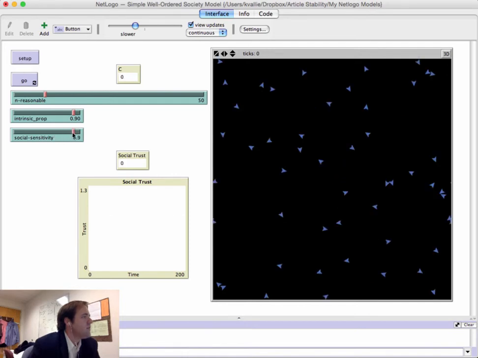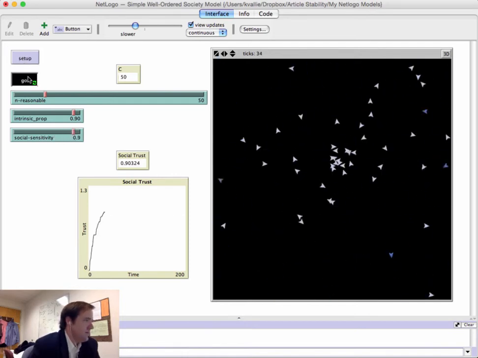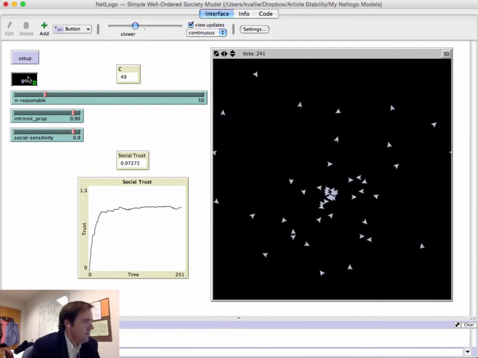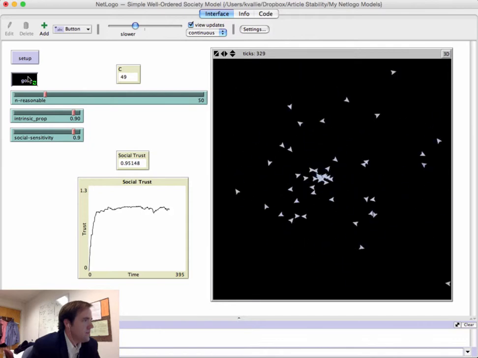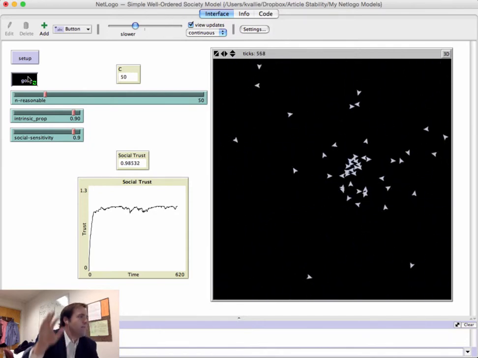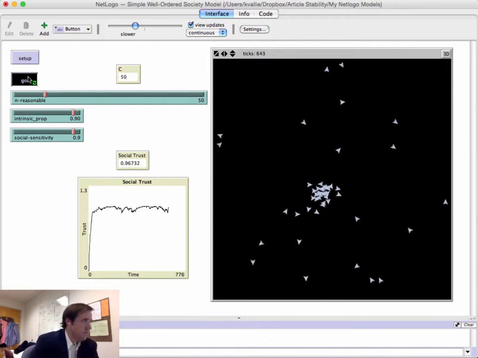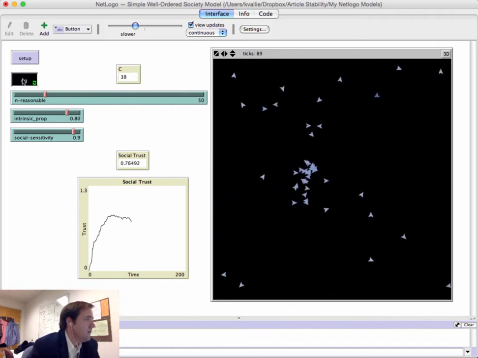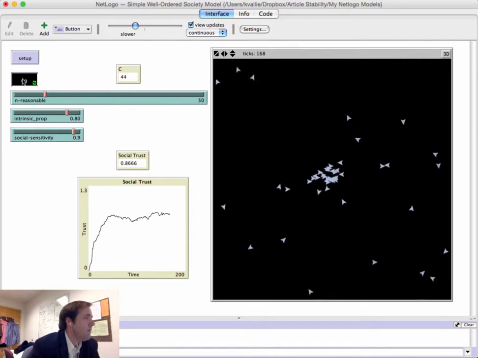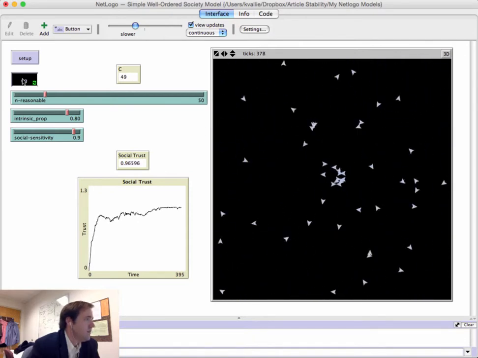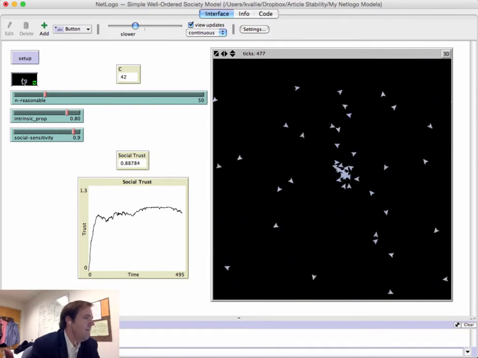But if we set the social sensitivity very high, something else happens. So what you'll see as things go is that there's a good bit more instability in the system. So there's a lot more variation among different levels of social trust. And in fact, this is clear at lower levels of intrinsic propensity, where there can be quite a bit of variation, much more than we see with respect to low social sensitivities. And this makes sense, I think.